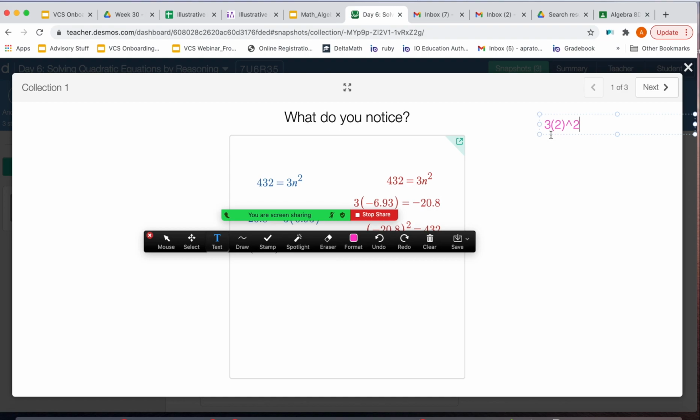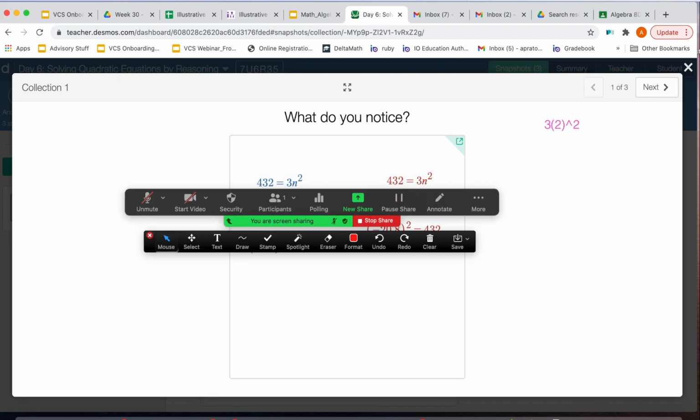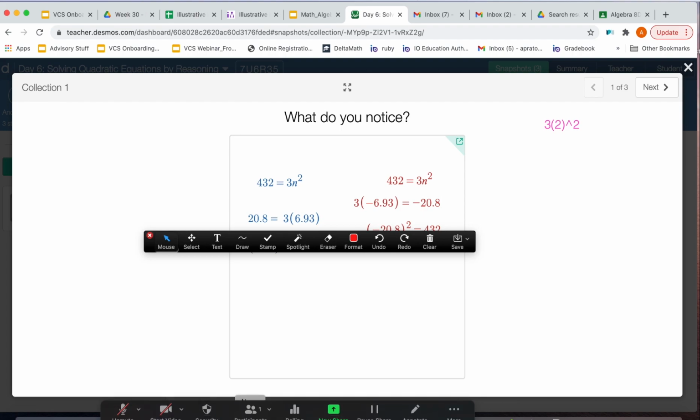And then find that number that fits for the n squared. 432 divided by 3 is 144. So now we can find that value. Okay, so we're not first multiplying by 3 and then squaring the number. We're squaring the number and then multiplying by 3. We want to be really careful with that and always come back to order of operations. Okay.